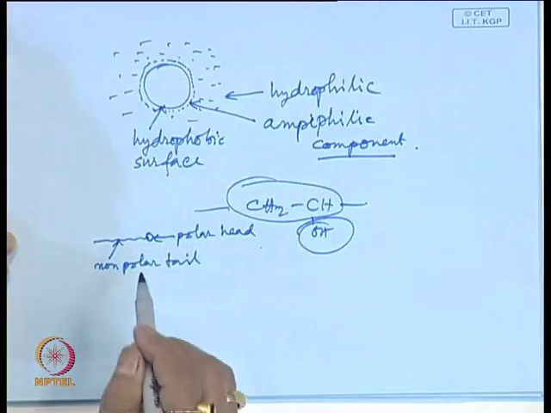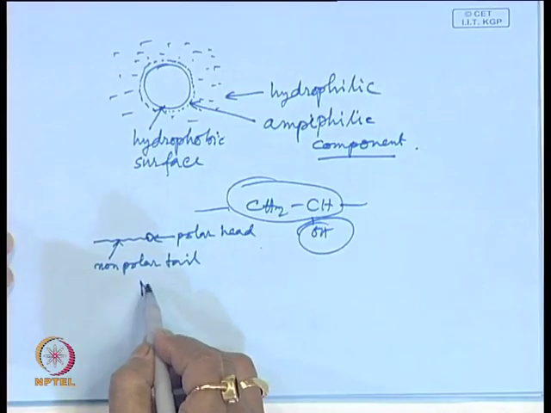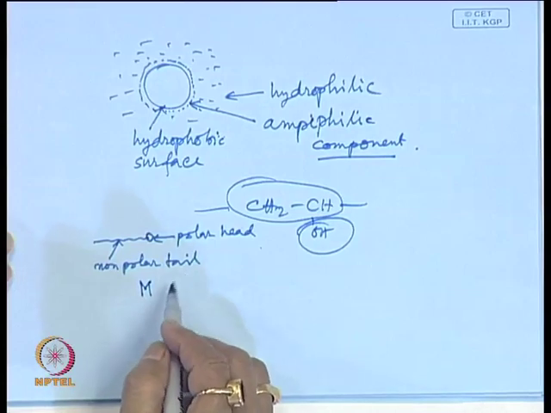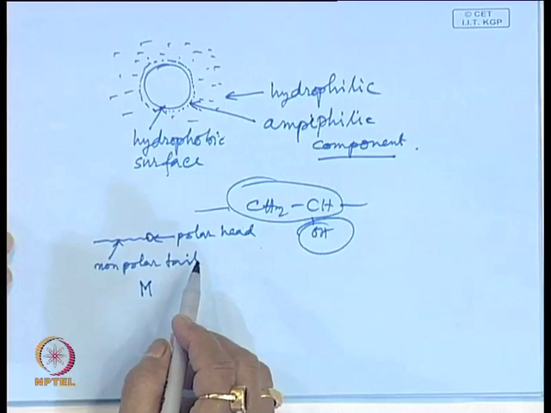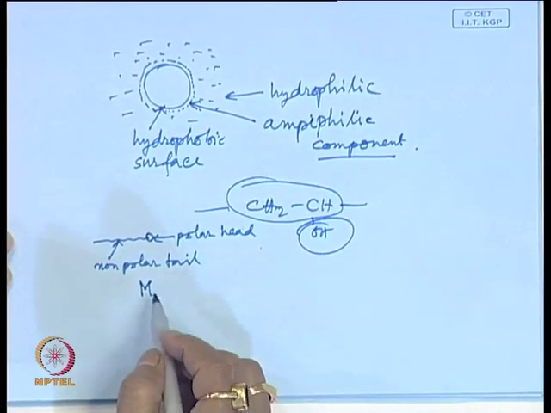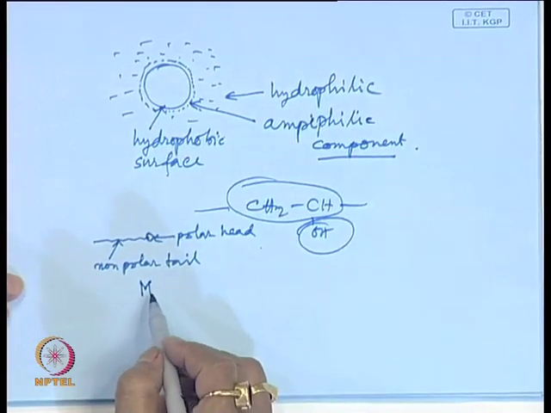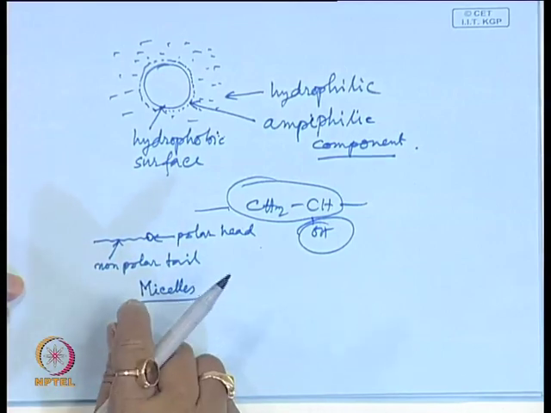Now, when you add these soaps to water, what happens? It shows a milky suspension or something like that, because they form some aggregates of these soap molecules with some defined geometry. They are called micelles. Micelles are formed. What are those micelles?